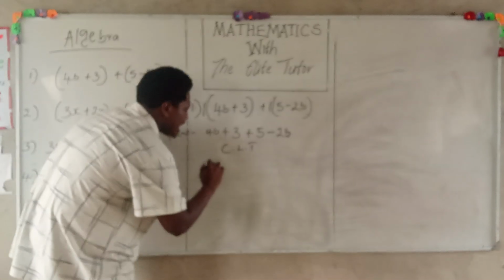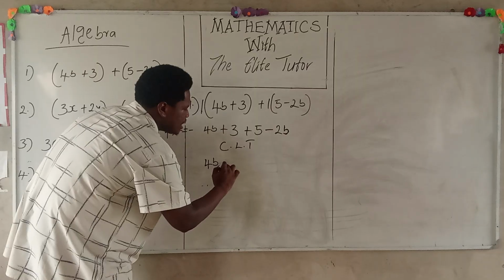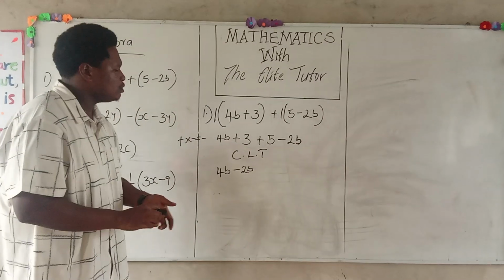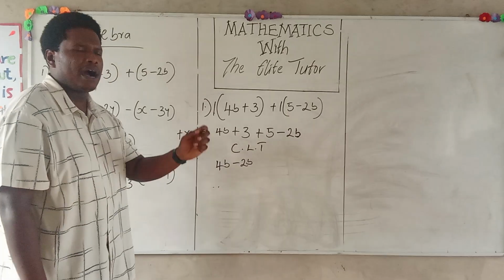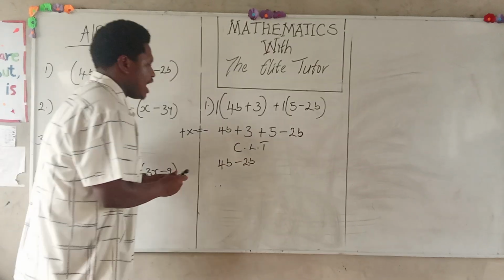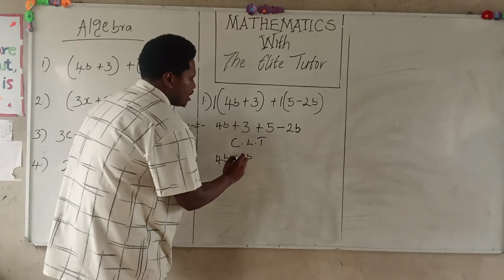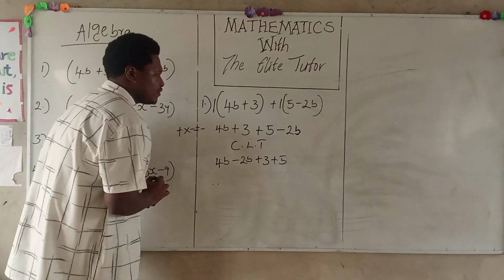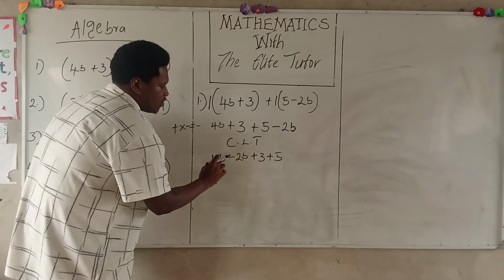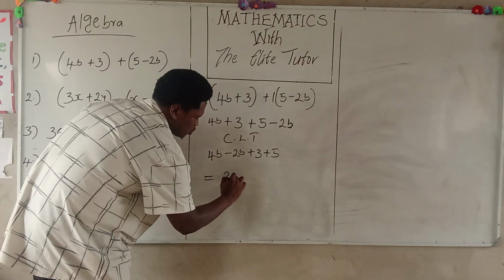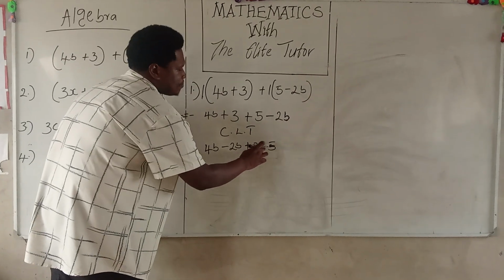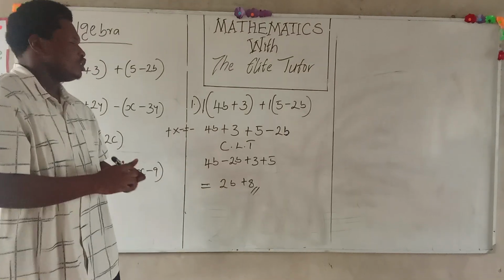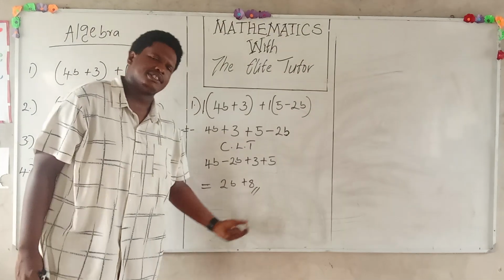Now, if I'm to collect like terms, I have 4b minus 2b. They have the same variables. What are the variables? The alphabet b and b. And their power is 1. And then I have 4b minus 2b and plus 3 plus 5. So let's go further to add. This will be 4b minus 2b will have 2b, and then 3 plus 5 will have 8. And then my final answer is 2b plus 8.